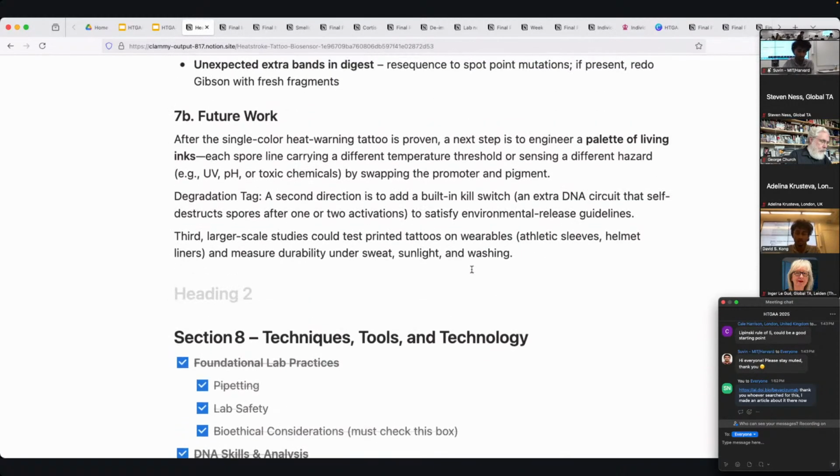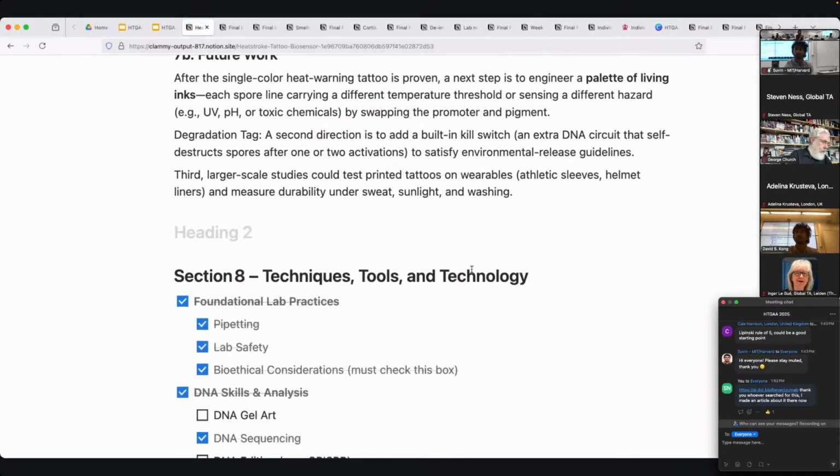And then for future work, like I mentioned before, I'm considering the multicolor warning system. And then another idea, in case the color does not go back, is to add a degradation tag so that the spores self-destruct. Yeah, that's it.